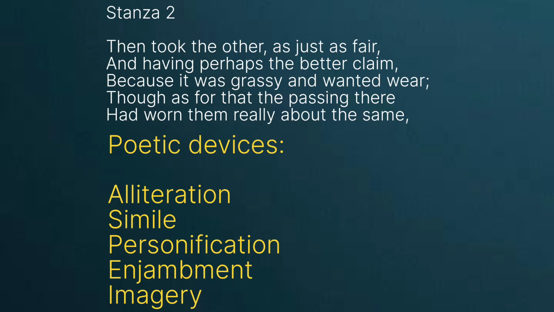Then another poetic device is used here: imagery. What is imagery? The poet gives us a visual description of the two roads. That is imagery. He says that one was grassy, as the other had hardly any travelers walking down that road. So these are the poetic devices.